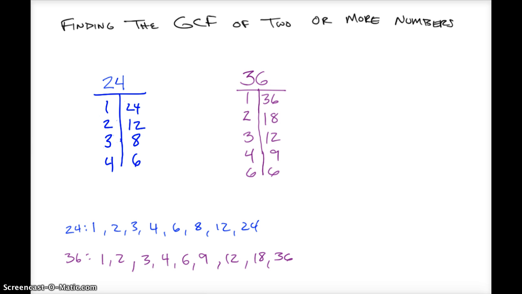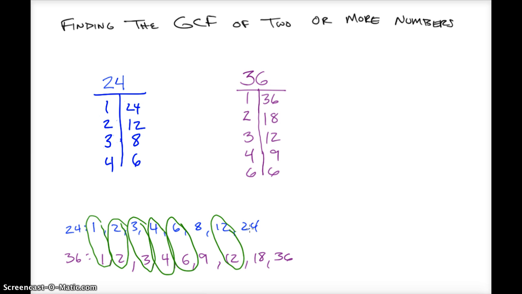And so I can go ahead and look at this and see what some common factors are. I know 1 is a common factor, 2 is a common factor, 3 is a common factor, 4 is a common factor, 6 is a common factor, 8 is not, 9 is not, 12 is, 24 isn't, 18 isn't, and 36 isn't. So my greatest common factor, my GCF, is going to be 12 if I'm looking at the numbers 24 and 36.